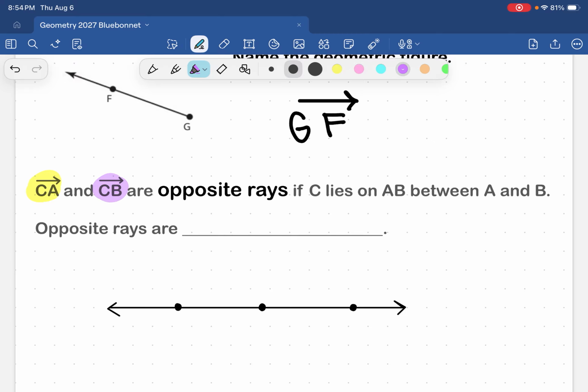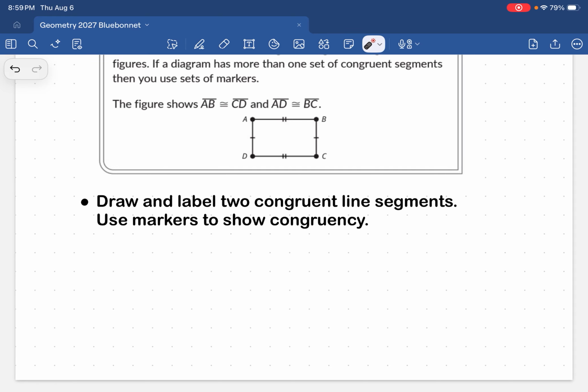Let's go ahead and end our lesson today by drawing and labeling two congruent line segments. We'll use our markers to show congruency. So we're going to draw our two line segments. 1, 2. We're going to go ahead and put our letters for our points. You can use whatever 4 letters you'd like.